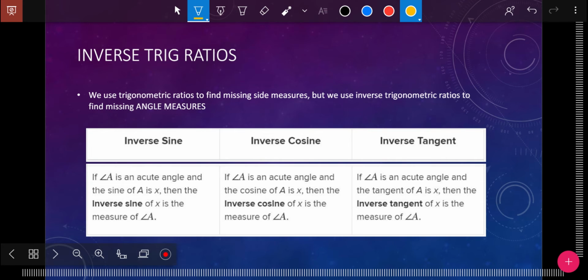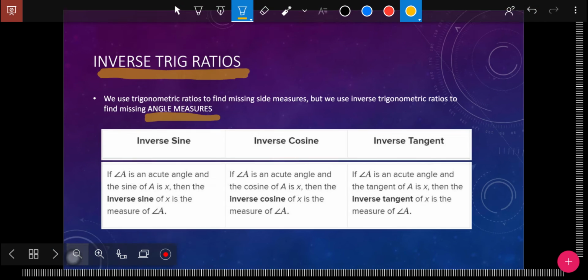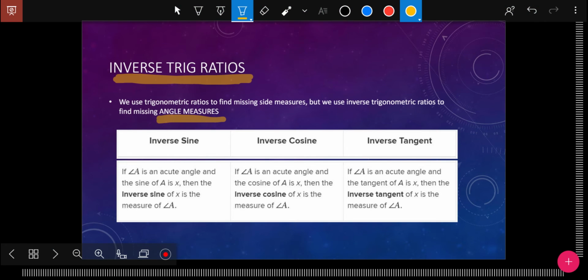So today is all about inverses, inverse trig ratios. When do I use our inverses? I use inverses anytime it's the angle I'm trying to find. So the 3 examples we just did, we're all finding a missing side. If I'm trying to find a missing angle, then I use an inverse.